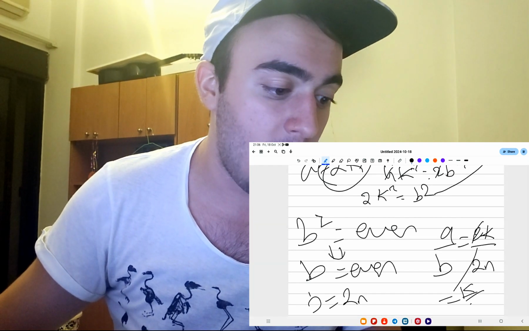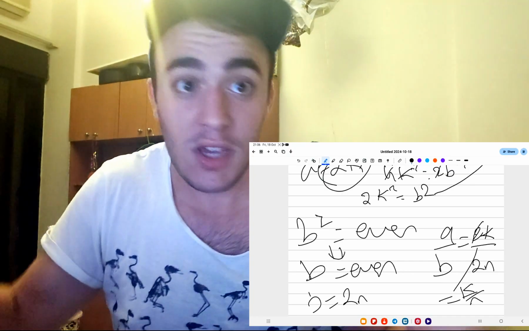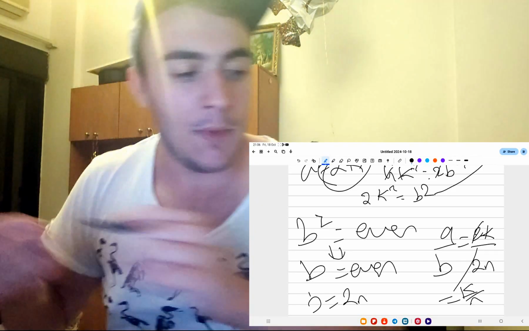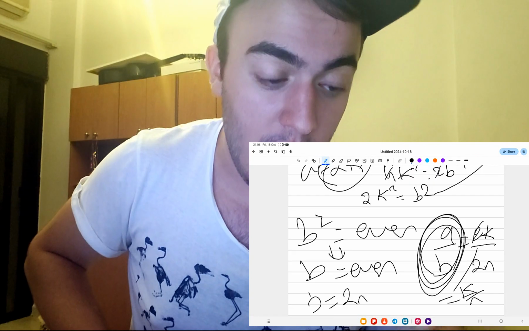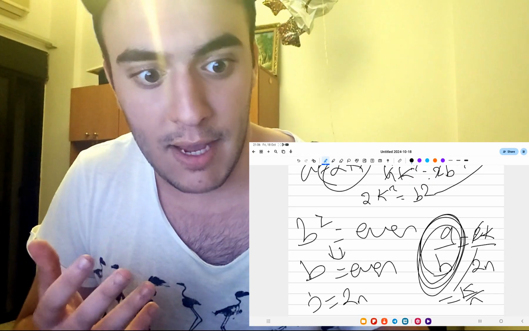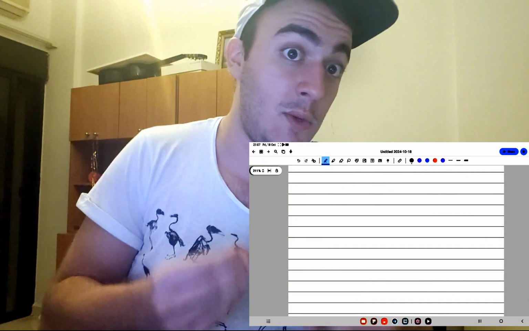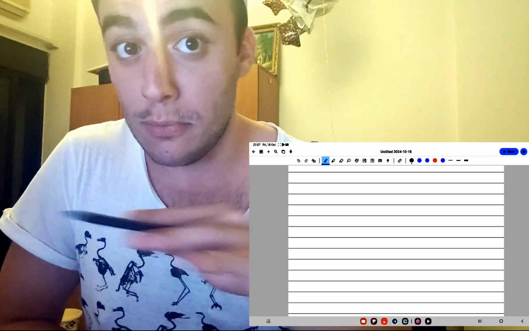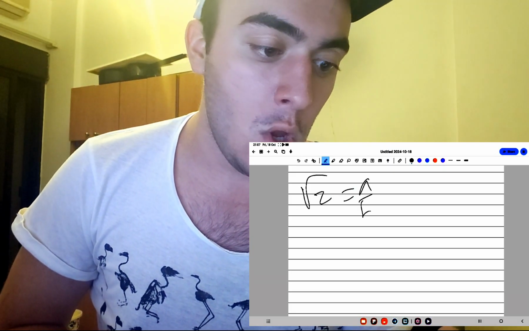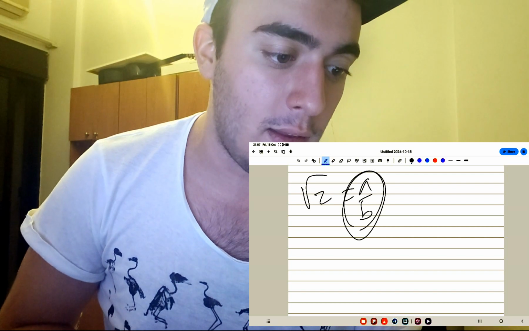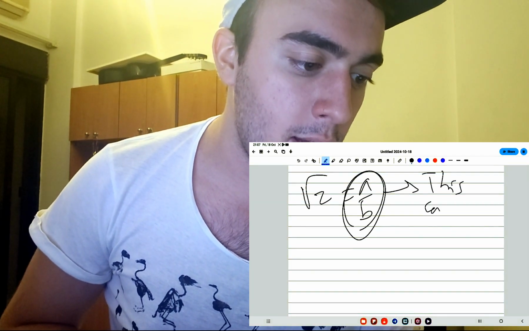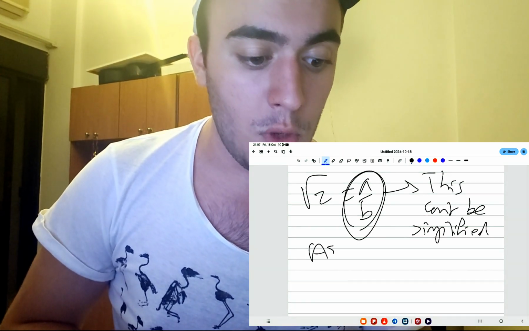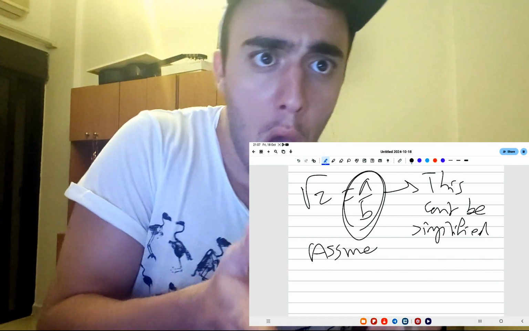So we get k over n now. And then we can just keep going forever, which means it's reducible. Since I was able to actually reduce a over b, which is basically my entire goal here, that contradicts one of the initial premises, because radical 2 is equal to a over b written in a form that cannot be simplified. This is the assumption. We assume this.